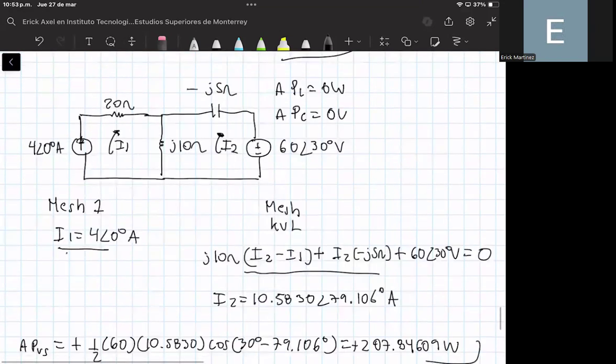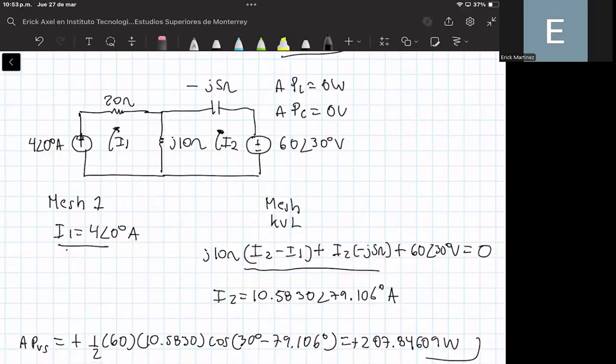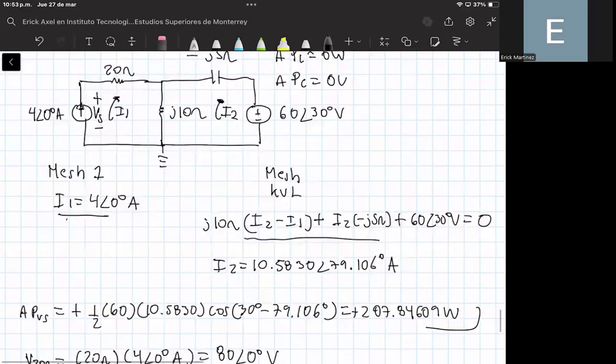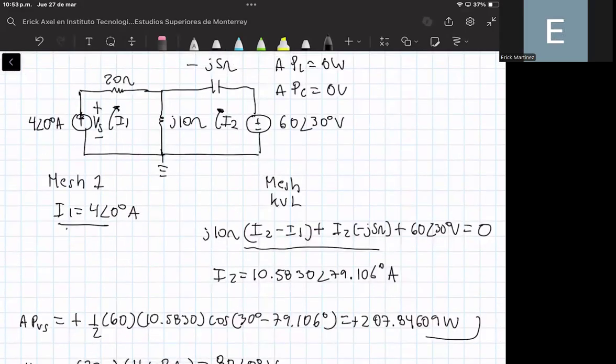Okay, so what else can we do? We need to compute the average power of the current source. Remember that we always need to define the ground of the circuit. So we can say that the ground is the node that is connected to the negative terminal of the voltage source. Okay, so we can say that the polarity of this voltage source is as follows. Now we need to compute the voltage of the current source.